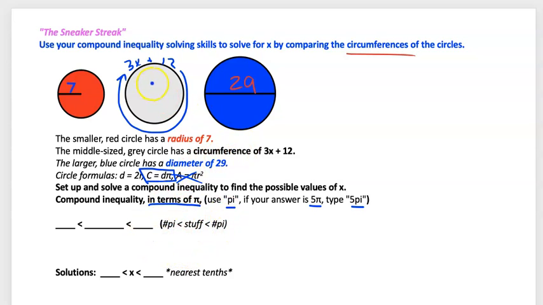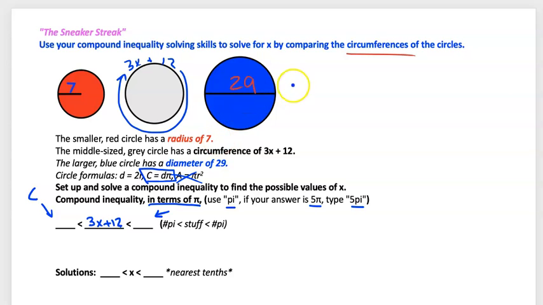So the circumference of the gray circle is 3x plus 12. We're going to drop that in the middle. You're between the sizes, so you go in the middle. So 3x plus 12 goes right there. All right, so here we have to put the circumference of the red, and then here we have to put the circumference of the blue. So let's go ahead and find those circumferences.